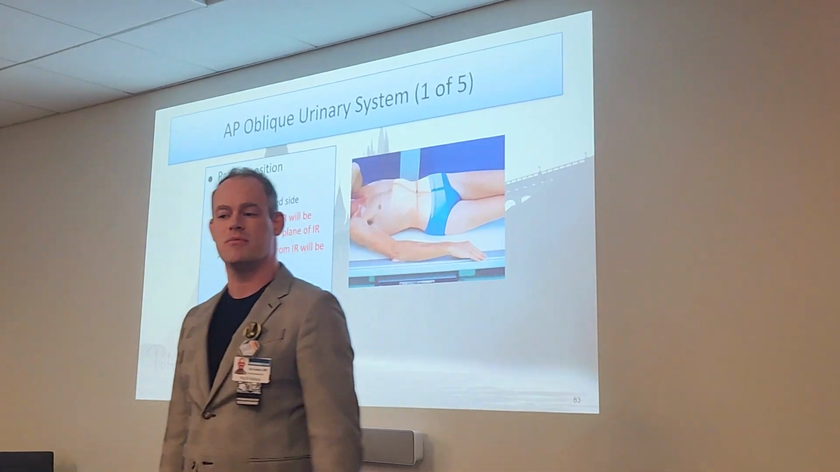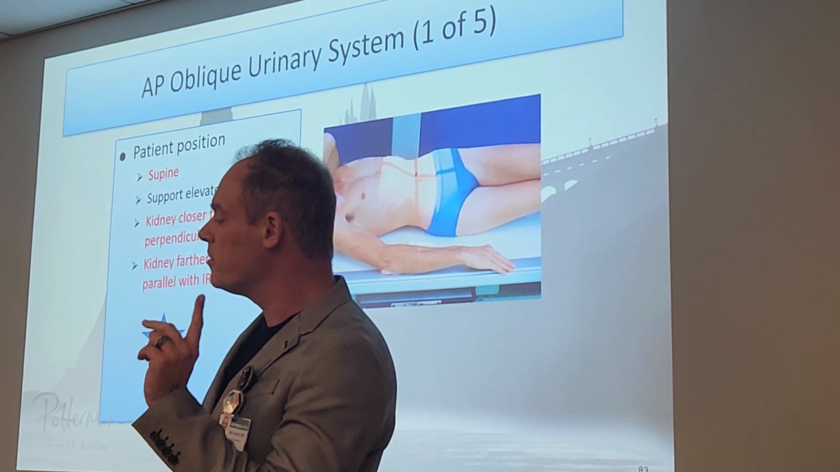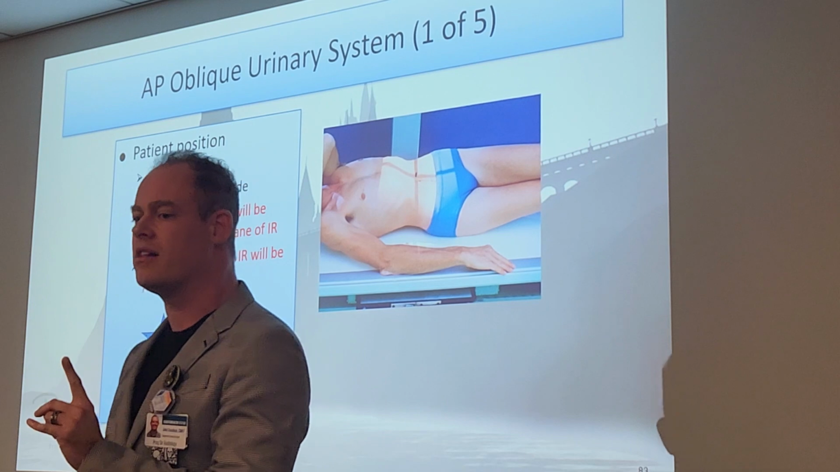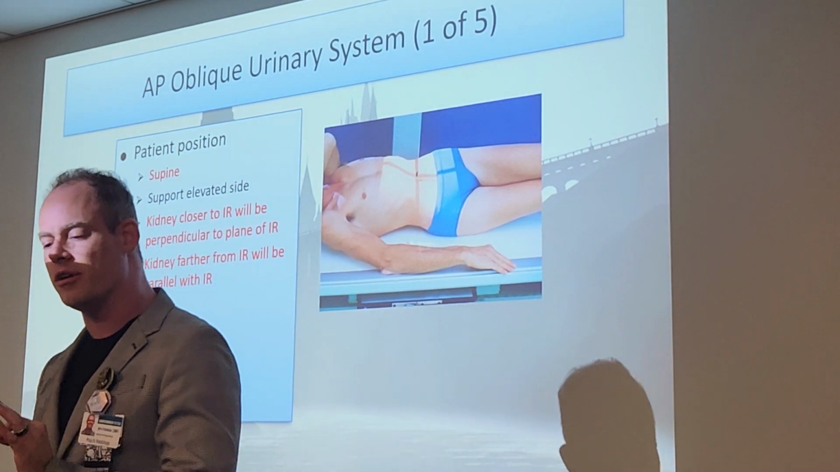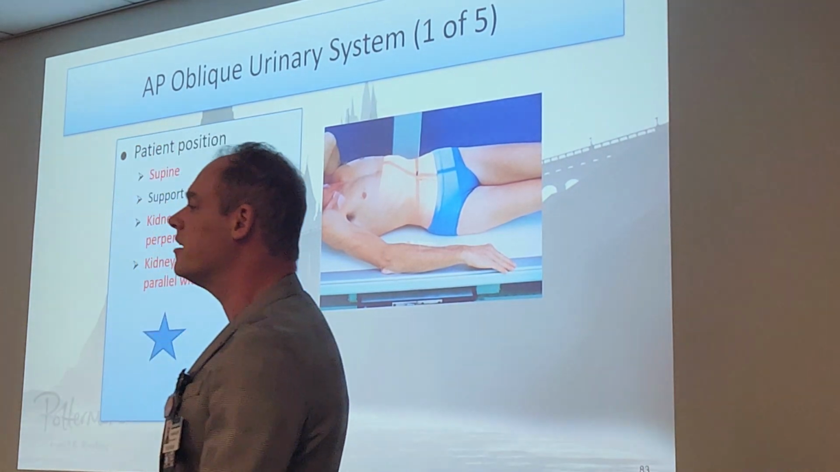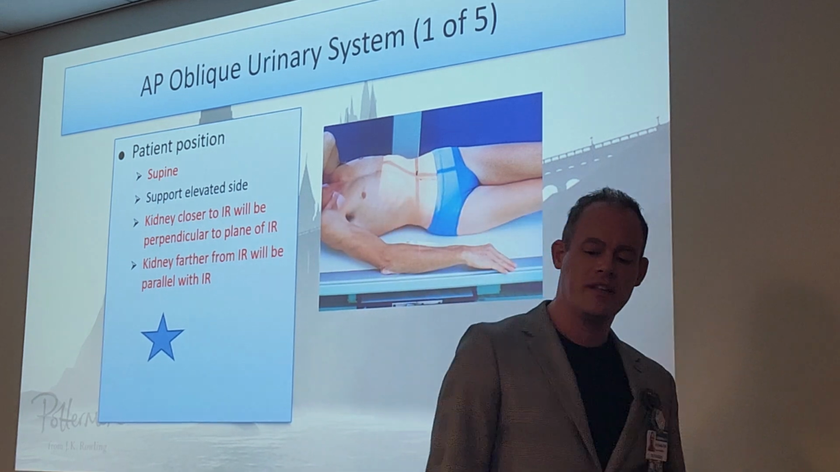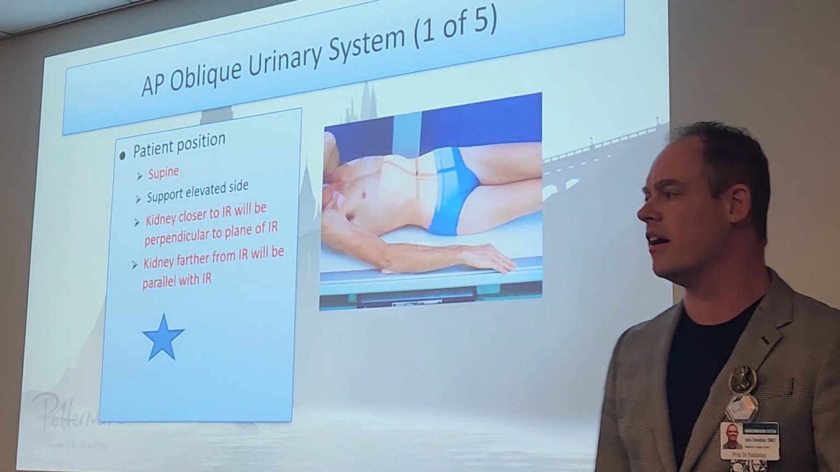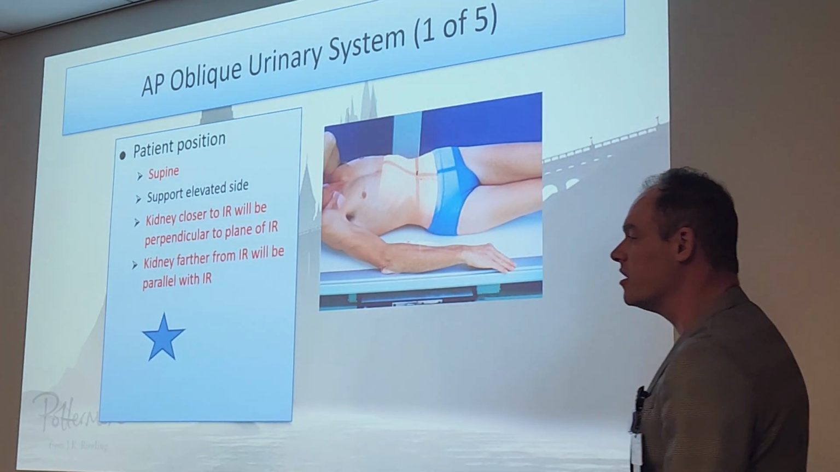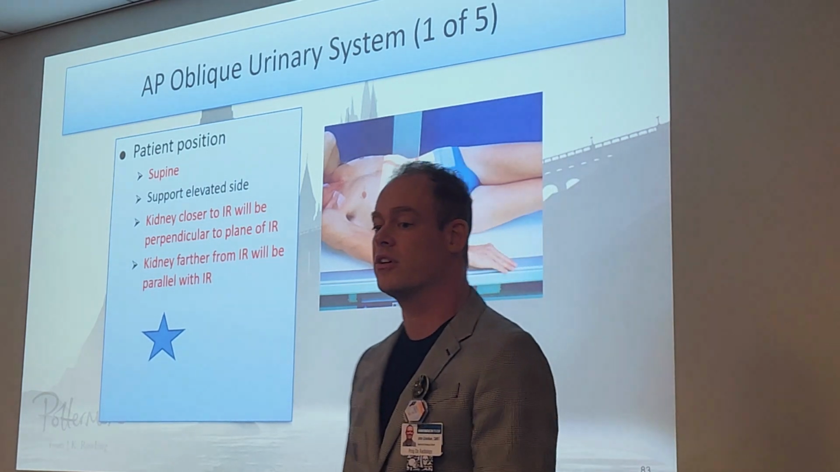Still talking about the urinary system, guys. We will utilize AP obliques only. We're not going to do REOs or LEOs, only LPOs and RPOs. Now, please make note that these are 30-degree obliques, not 45, because if we do 45, we're actually going to over-rotate the kidneys and not see them correctly.